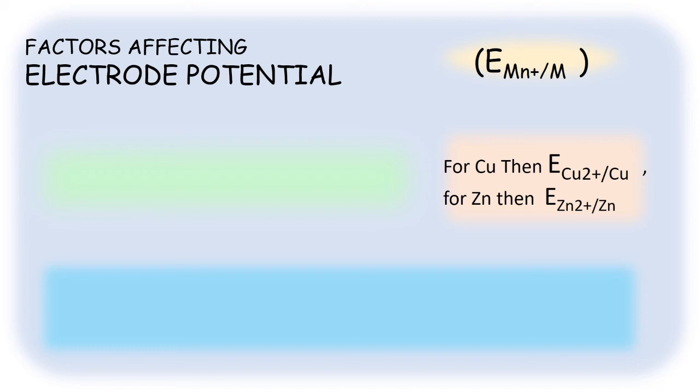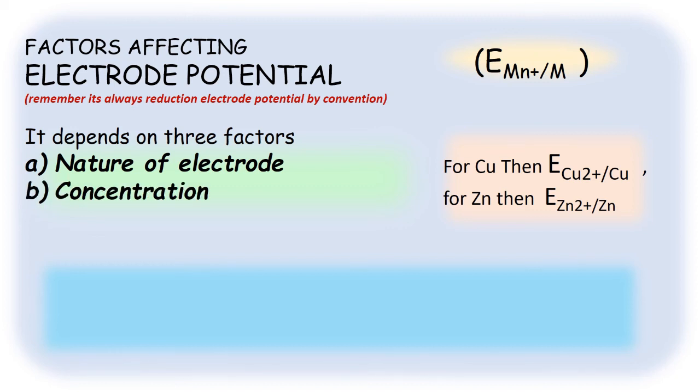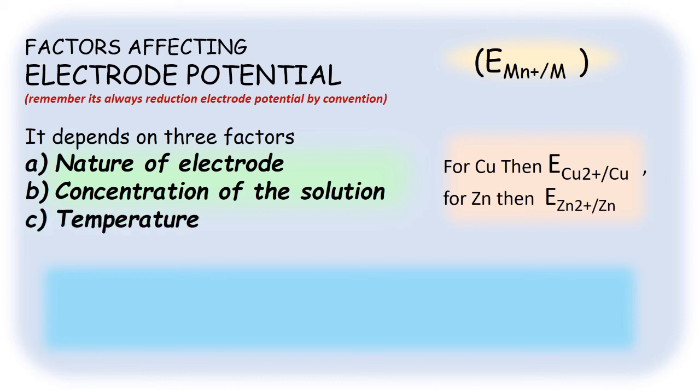Now let us look into the factors affecting the electrode potential. It depends upon three factors. It's very important. What are those factors? One is the nature of electrode. So it will change depending upon the nature of electrode. The electrode potential of copper and the electrode potential of zinc will be different because they are different electrodes. Second, it will also depend upon the concentration of the solution. And the third factor, it will depend upon the temperature.